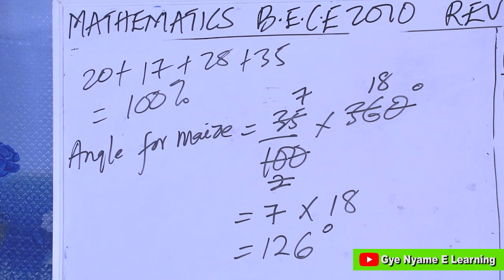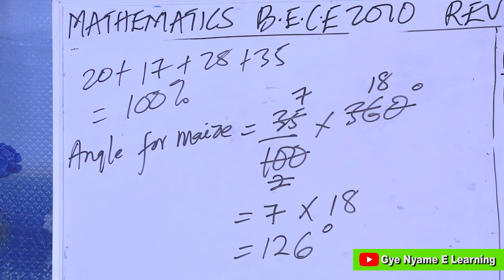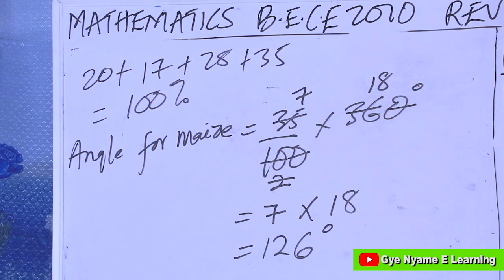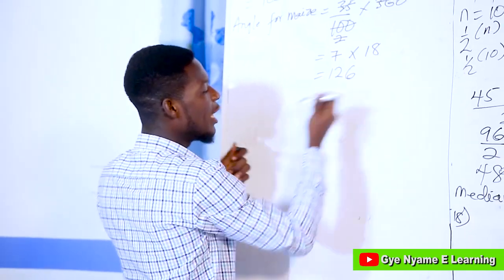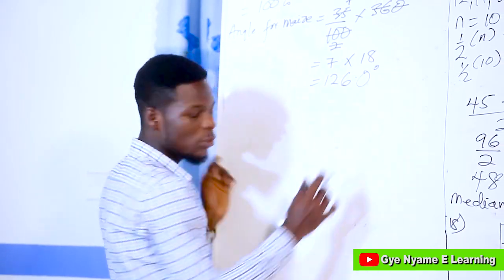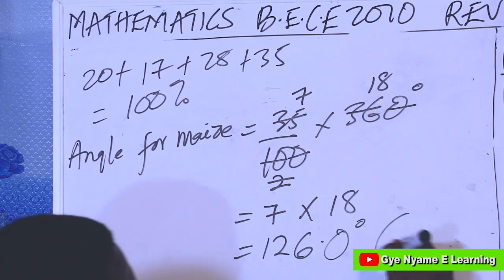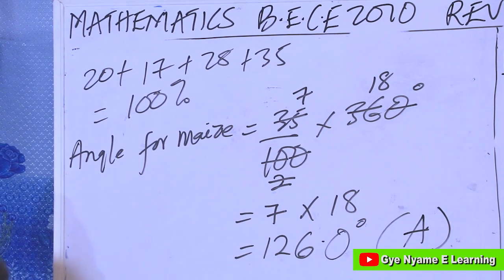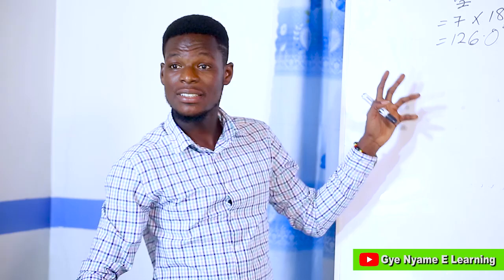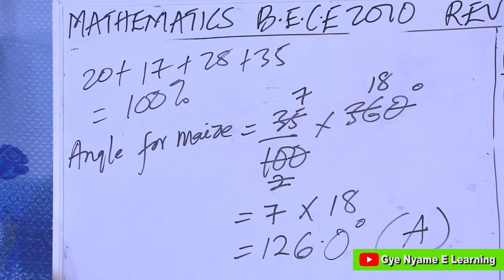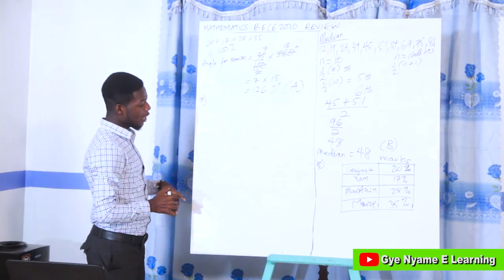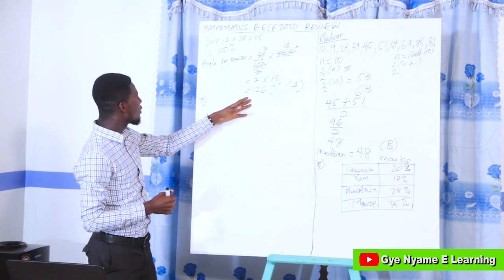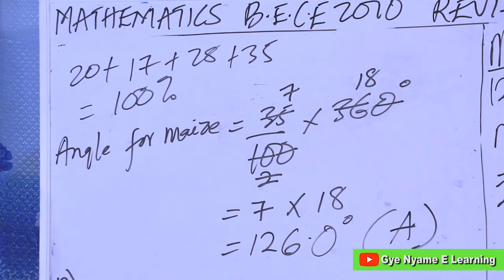When you look at your possible answers, you have 126.0, 100.8, 72.0, 61.2. Which means that the only thing they did was that they added 0.0 here. So this will give you option A. Question 18, option A. 126.0 degrees for option A. That's question 18. So with question 18, you realize that 126.0 degrees is the correct answer.